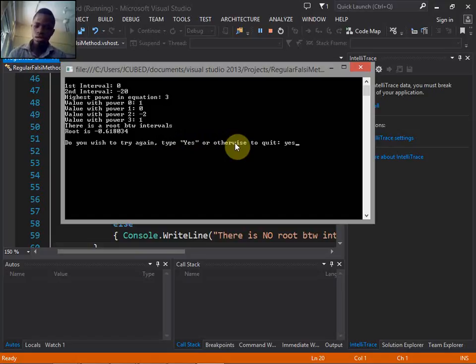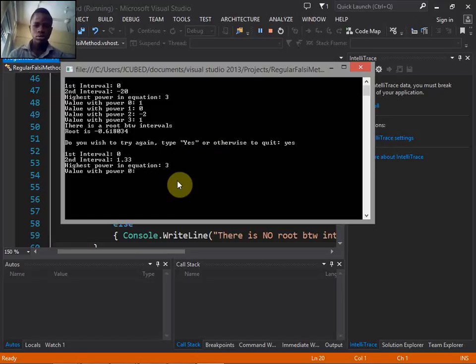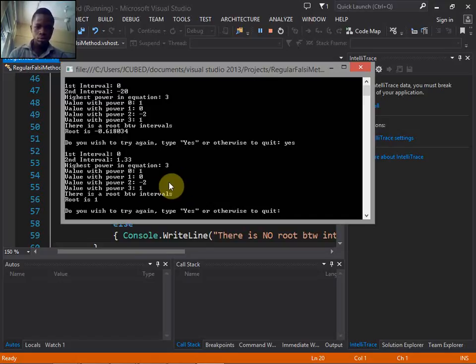Okay, let's try it for the other root. We have 0, 1.33. This 1.33 is the minimal point of the equation, one of the turning points. Highest power is 3. The value of power 0, that's a constant. Power 1 is 0, minus 2. And see the root is 1. Okay, perhaps that's the last of it. There we go.